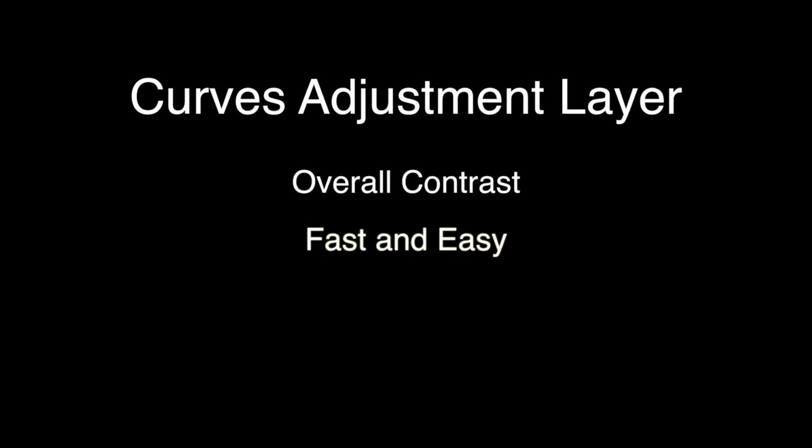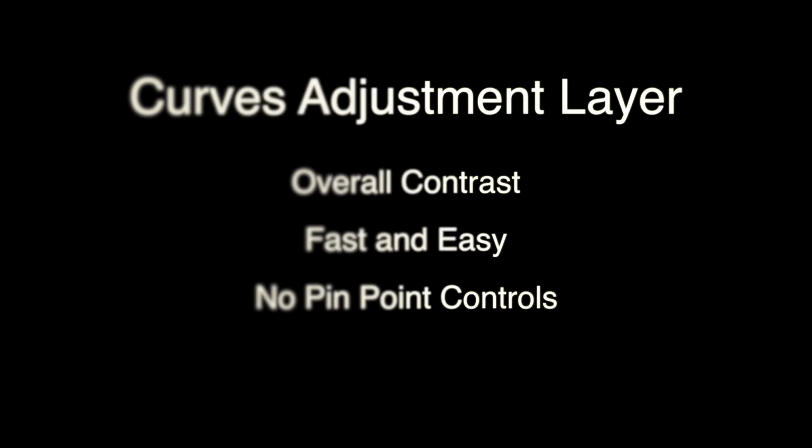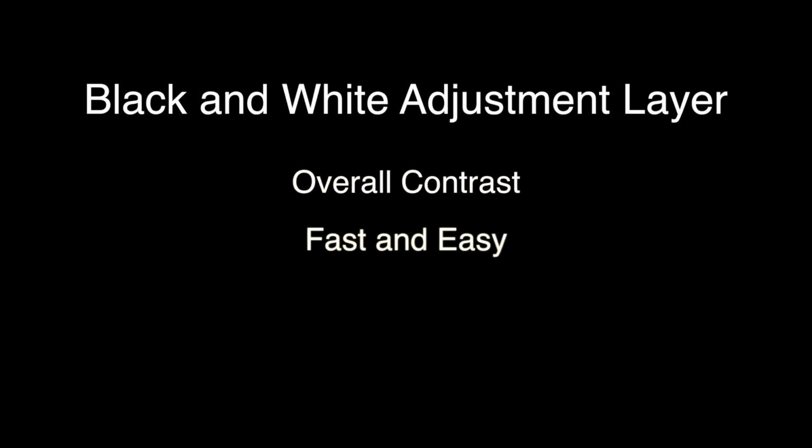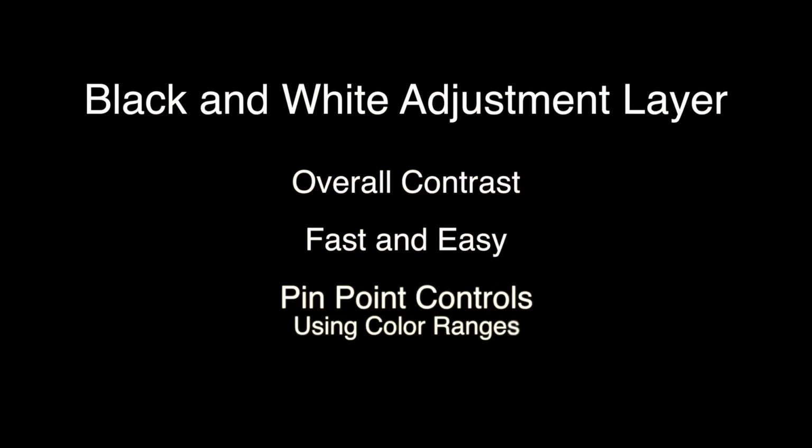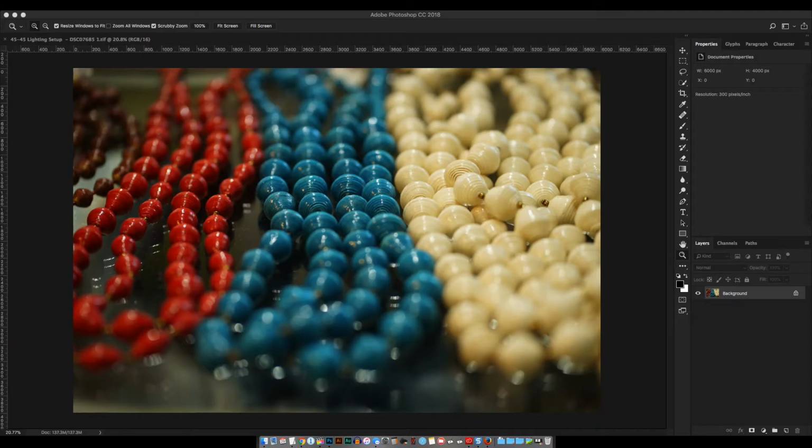Alright, let's start with the curves. Curves are great for overall contrast. It's fast and easy, but it's harder to pinpoint control over it, and it kind of messes with the overall saturation of your photo. Sometimes you don't want to do that, especially if you have people in your photos. The black and white adjustment layer is also great for overall contrast. It's also fast and easy to use, but you also have greater control over color ranges that you can add contrast to. Alright, let's get set up.